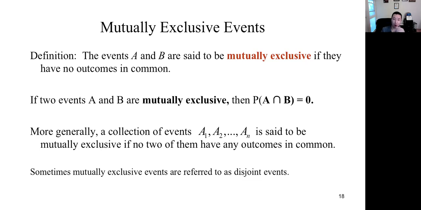If you have more than two events, A1, A2, up to AN, then they are said to be mutually exclusive if no two of the events have any outcomes in common. Another name for mutually exclusive events is disjoint events. Nothing in common, no intersection, or P of A and B equal to 0.